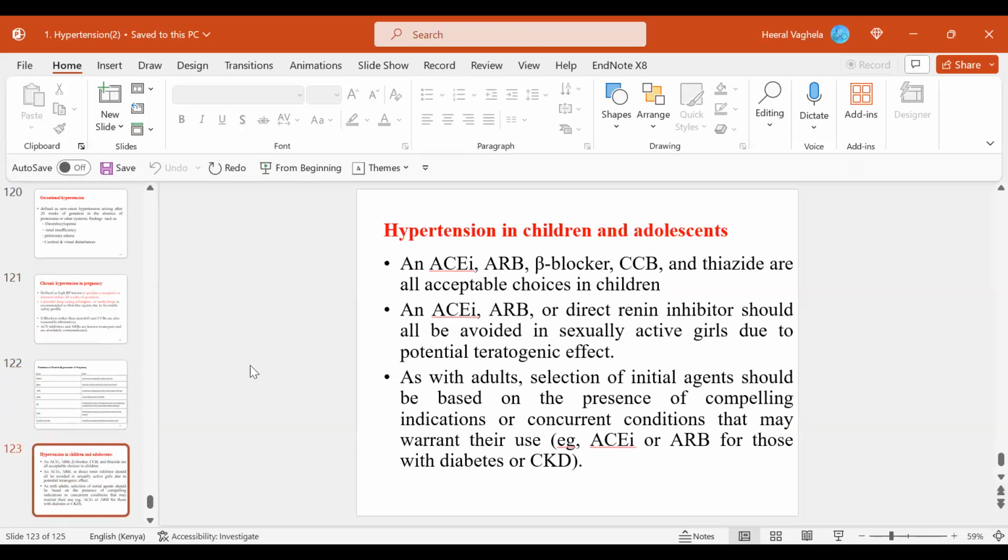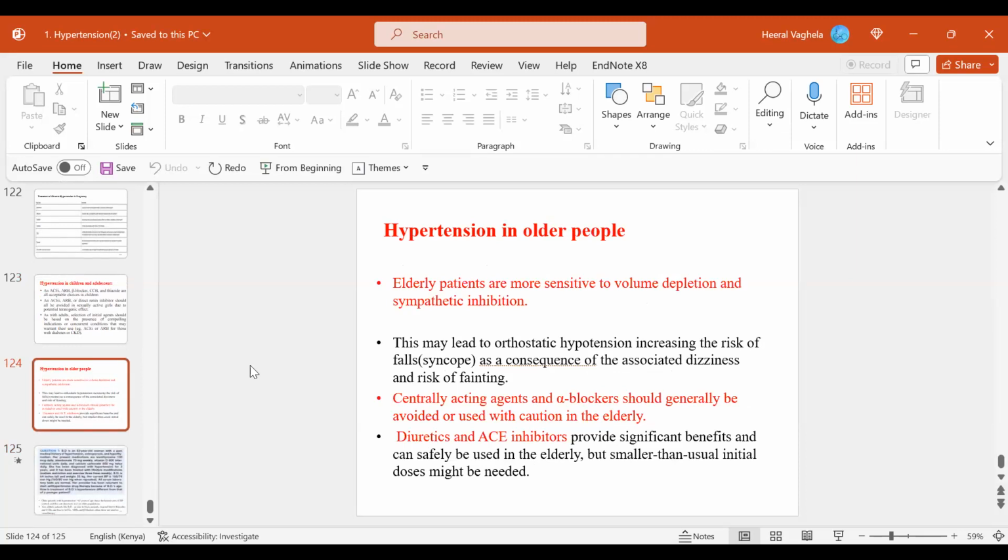For children and adolescents, it's usually ACE inhibitors, ARBs, beta blockers, calcium channel blockers, and thiazides. They're all okay to be given for children, I'm sure, it's just with lower doses. And for older people, it's the diuretics and the ACE inhibitors. So that is it for hypertension.